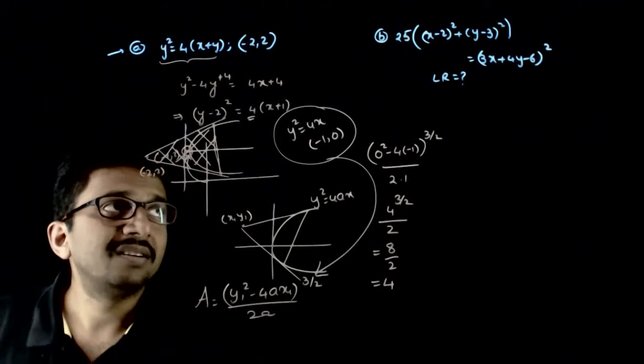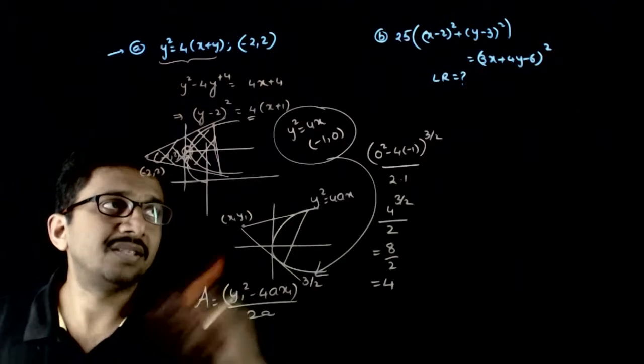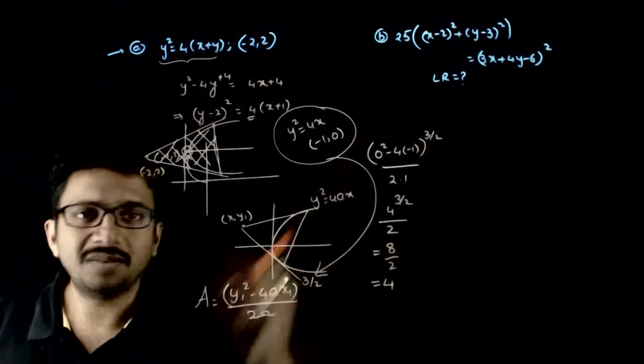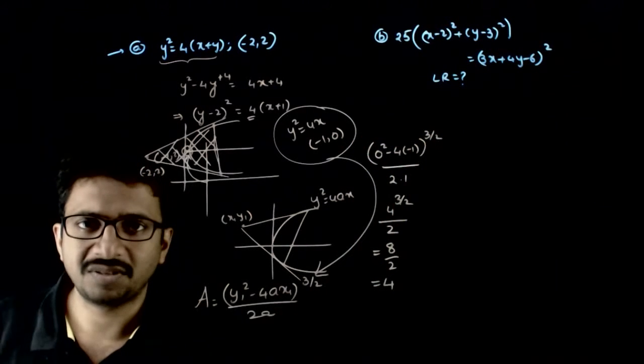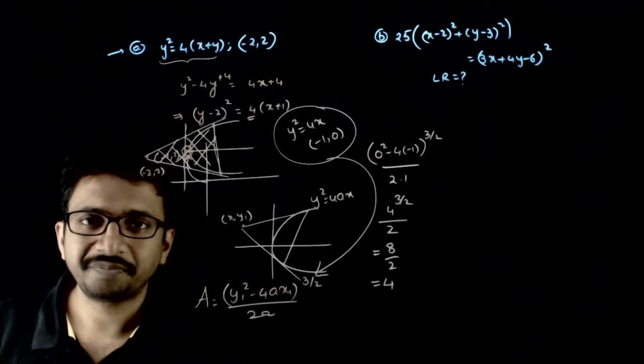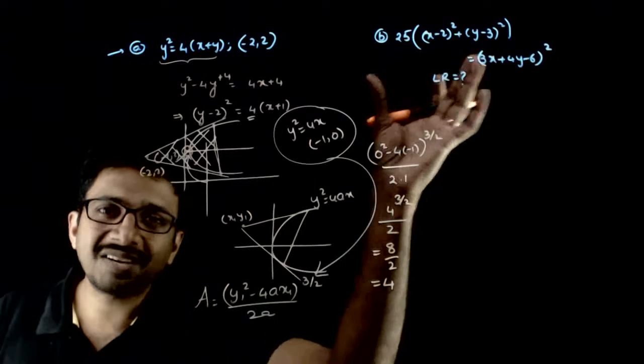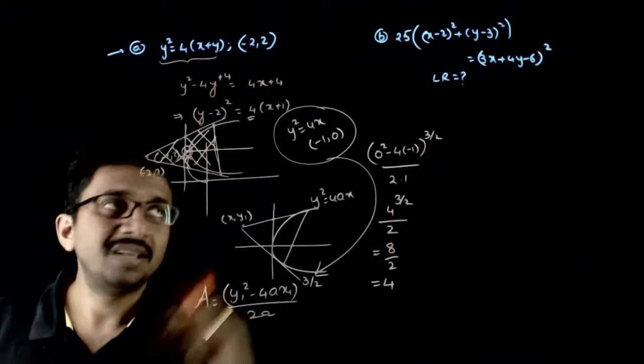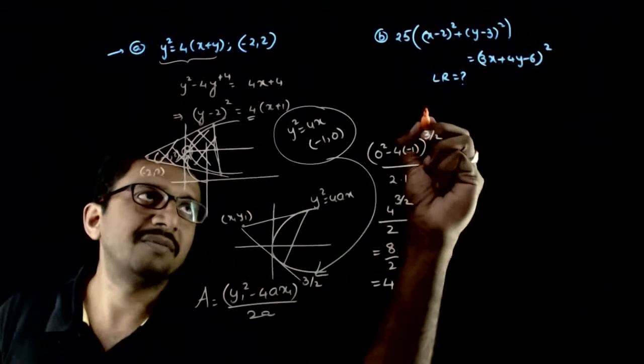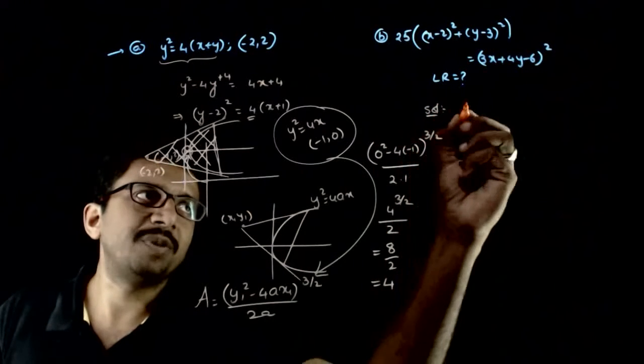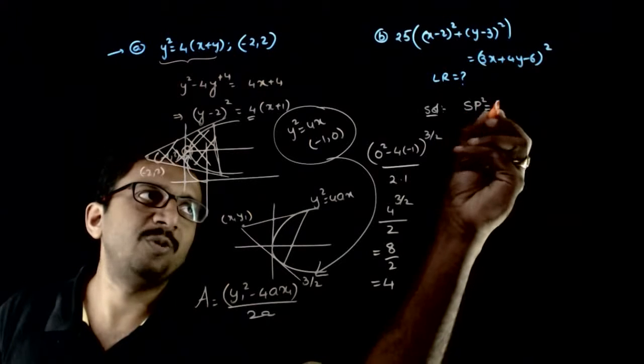Now if you go to the second statement, given that you have a parabola (x - 2)² + (y - 3)² = (3x + 4y - 6)²/25, you are asked to find the latus rectum of this. So what is the concept here? This equation is a general equation of the parabola, SP² = PM². The distance of a point P from the focus squared is equal to the distance of the point P from the directrix squared.